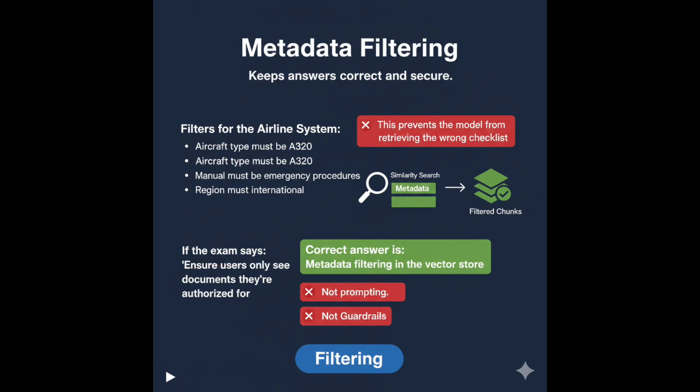Part 6, metadata filtering. Metadata filtering is what keeps answers correct and secure. In the airline system, filters might say: aircraft type must be A320, manual must be emergency procedures, region must be international. This prevents the model from retrieving the wrong checklist. If the exam says, ensure users only see documents they're authorized for, the correct answer is metadata filtering in the vector store. Not prompting, not guardrails, filtering.